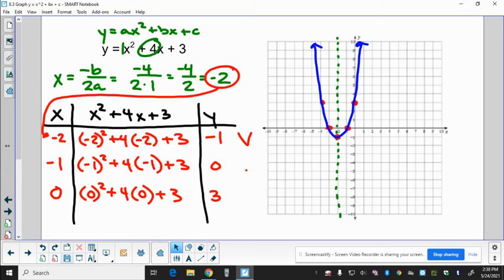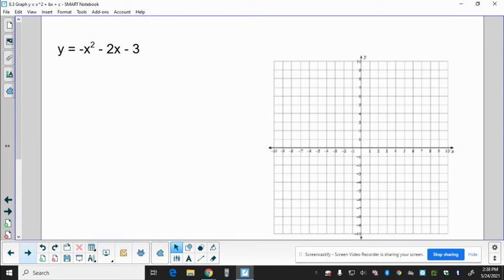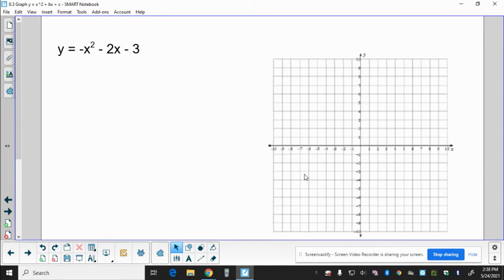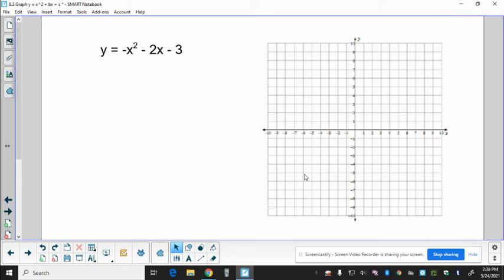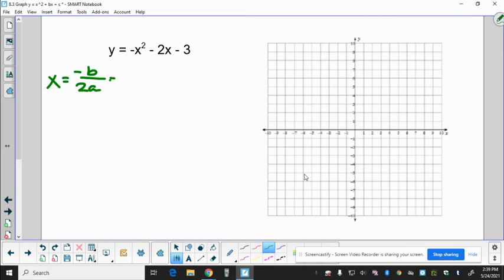Okay, let's go ahead and try a few more. This one's going to be a little bit trickier. Definitely a little bit trickier. So let's keep in mind that we've got this in y equals ax squared plus bx plus c form. The line of symmetry is -b over 2a. Now watch this carefully.